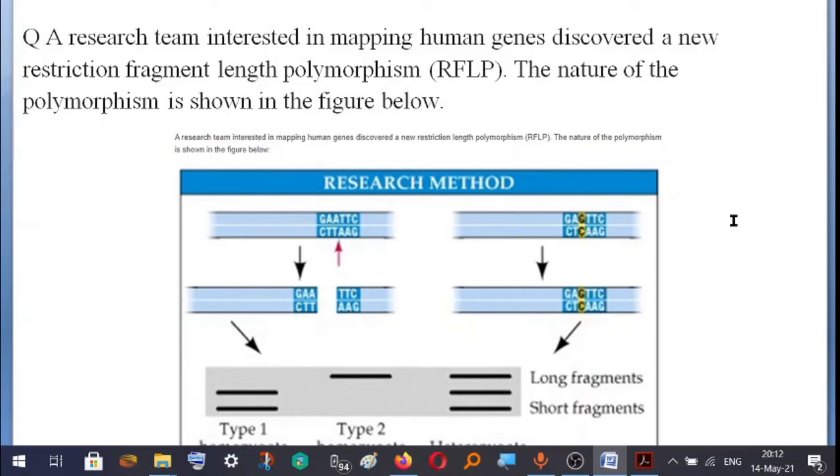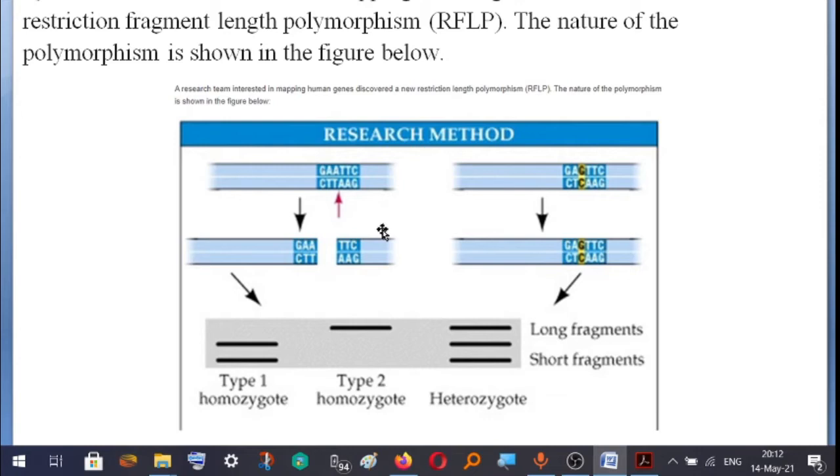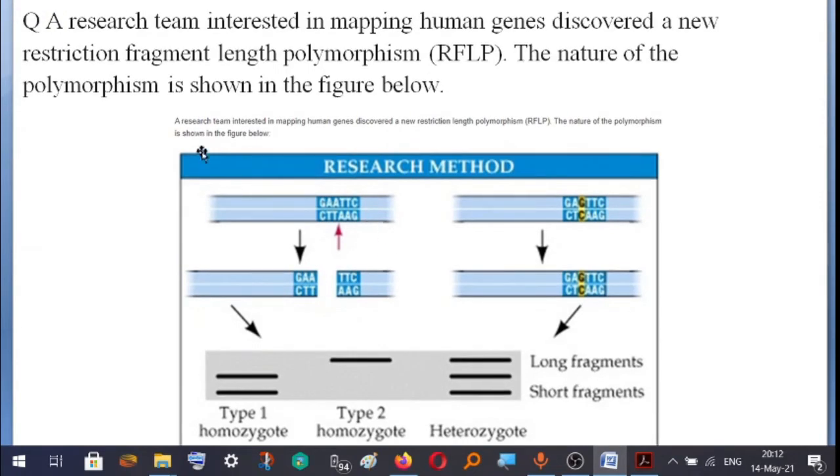So first of all, let me read the question. A research team interested in mapping human genes discovered a new restriction fragment length polymorphism. The nature of the polymorphism is shown in the figure below. So a research team has found a new restriction fragment length polymorphism, and they have diagrammed the situation here.